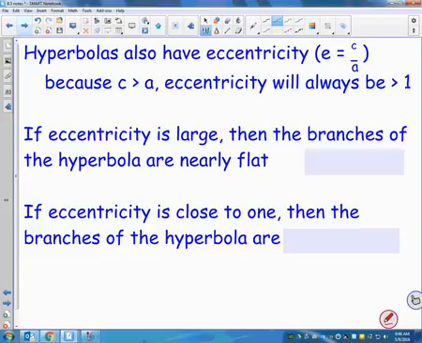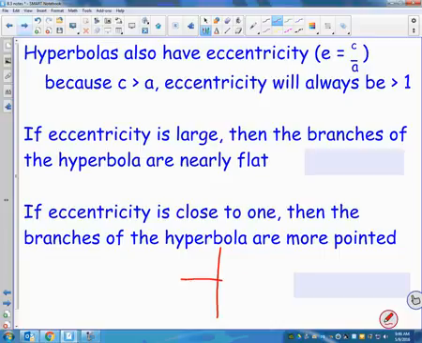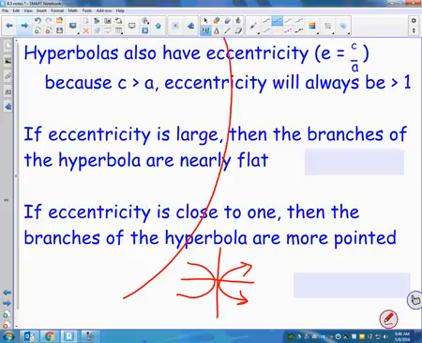As opposed to the smallest that it can be, it never can be exactly 1. It can be really close to 1. And then they're going to be more pointed. And I can draw a good picture of that: if they're really curved like this, that's going to have a really small eccentricity, as opposed to one that's really, really big, like that, a really flat one. All right, so that's kind of the eccentricity.